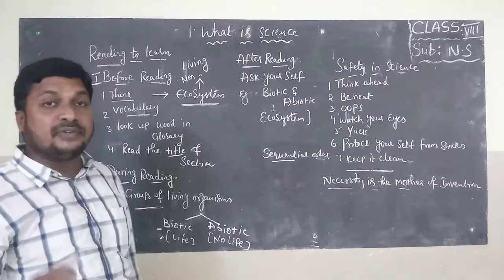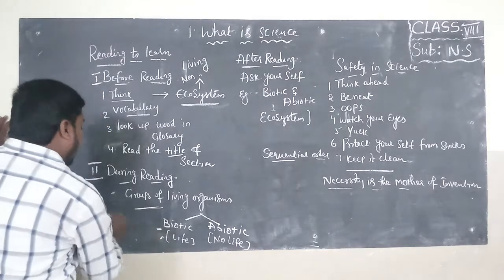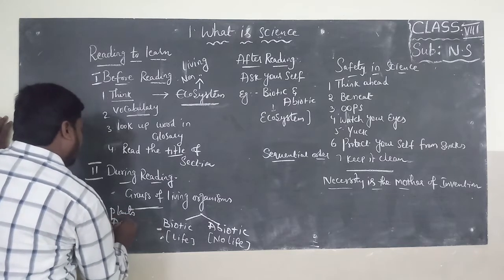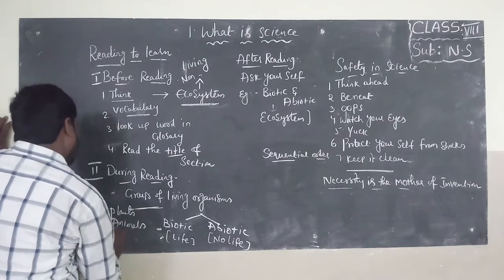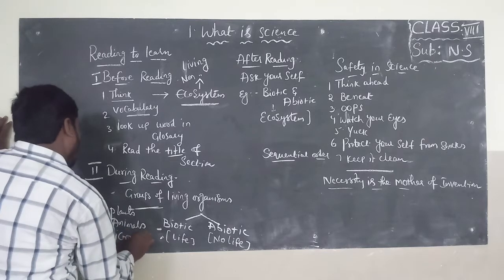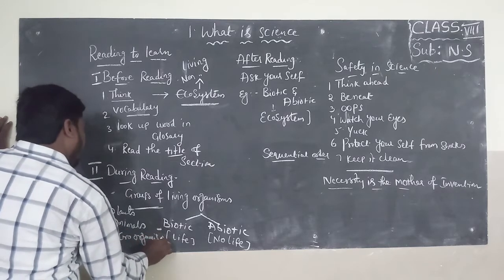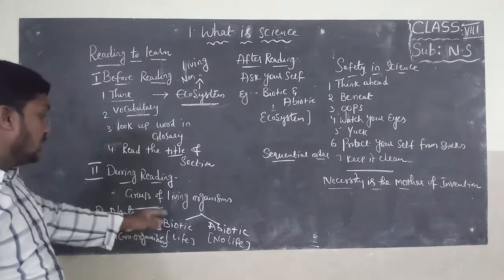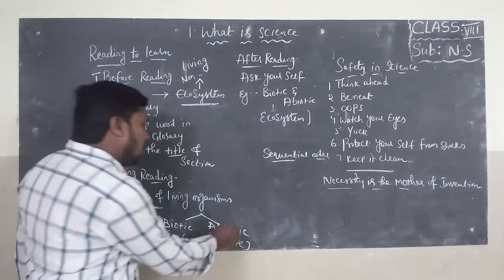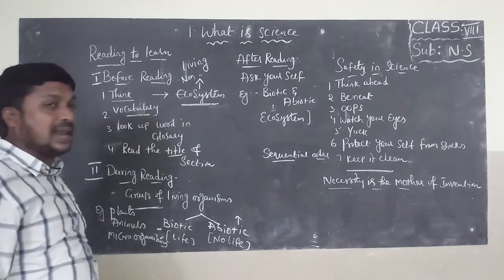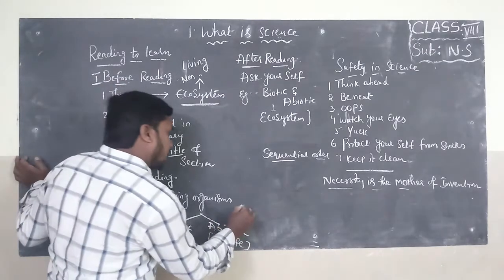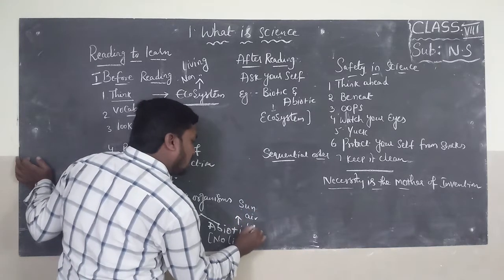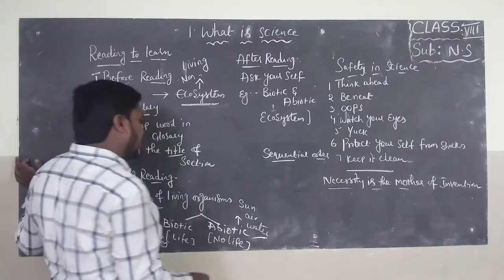Biotic factors means which have life. Examples of biotic factors are plants, animals, microorganisms. So these groups of organisms which have life come under biotic factors. Abiotic factors means which does not have life. That is called an abiotic factor, that is no life. Examples: sun, air, water. So all these are called abiotic factors.